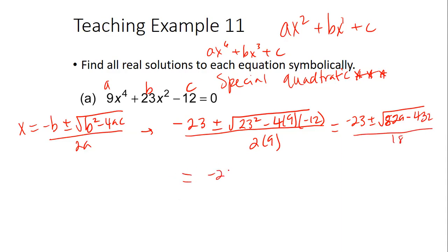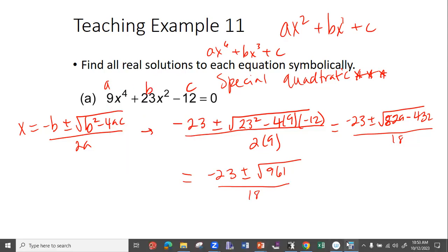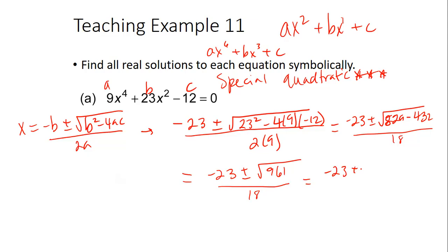Keep going. So we get negative 23 plus or minus, what did I say, guys? 961? Yeah, 961. And now we need the square root of 961. And I get 31. So we end up with negative 23 plus or minus 31 divided by 18. Do you leave it like that? The plus or minus means you solve. So you're going to do negative 23 plus 31 and divide by 18. Then you're going to do negative 23 minus 31 and divide by 18.